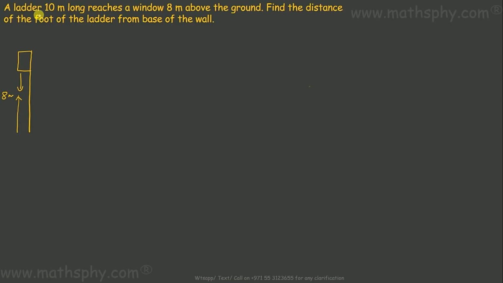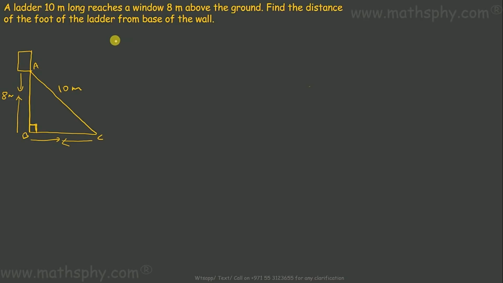Then it says a ladder 10 meters long reaches the window. So if this is the window and this is the ladder, it says find the distance of the foot of the ladder from the base of the wall. I have to find out this distance. So I take this point as A, this as B, and this is C. Since this is a wall, I take it as a straight wall, 90 degrees. So ABC would be a right angle triangle.